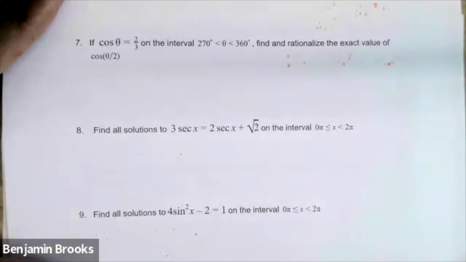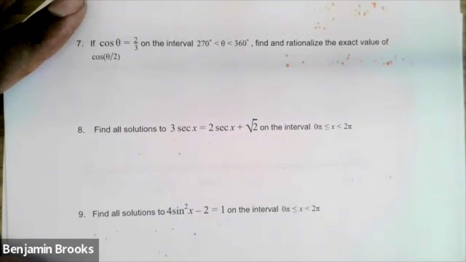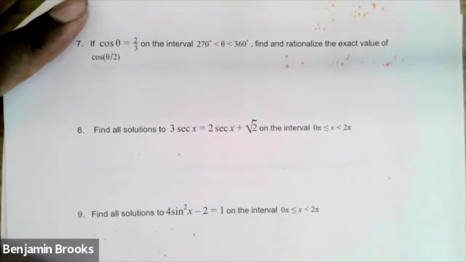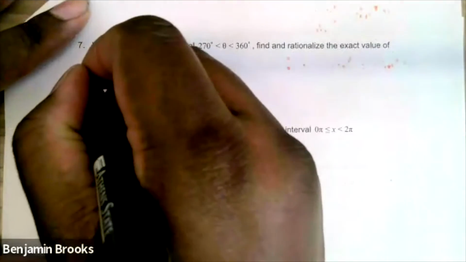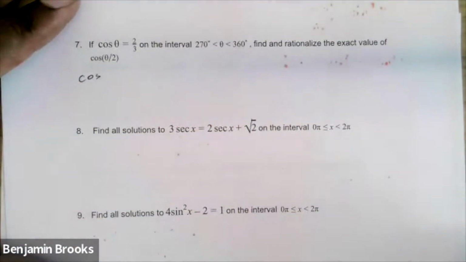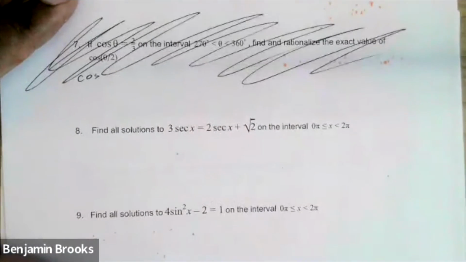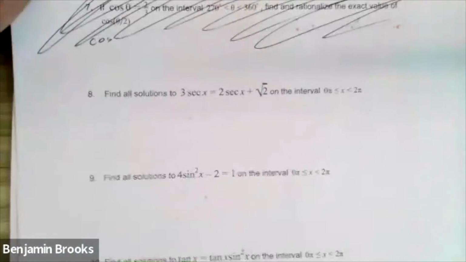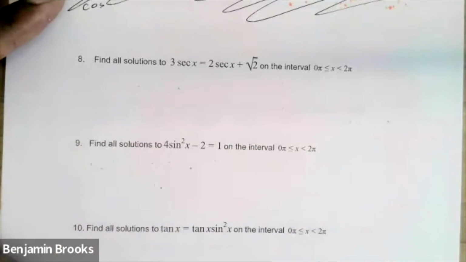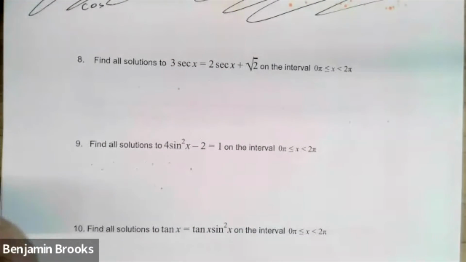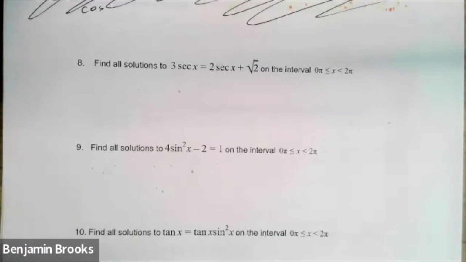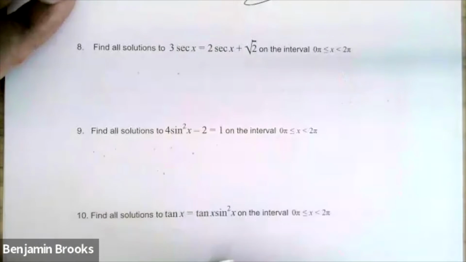If cosine of theta is equal to 2/3 on the interval, find and rationalize the exact value of cosine of theta over 2. So this is a half angle one. Let's see. I'm cutting 7. I don't want to deal with half angle problems. I mean, literally, they just get weird. And you rarely see them. All right, let's deal with this one.